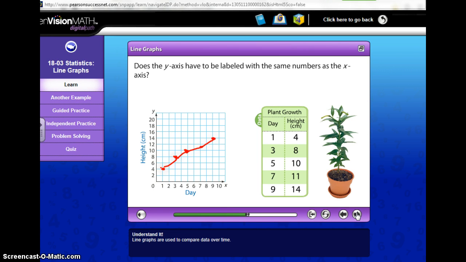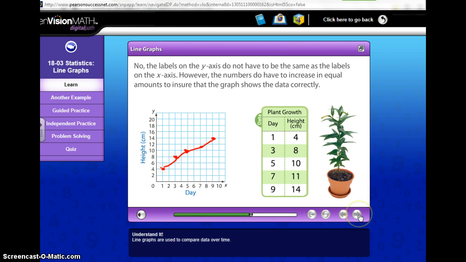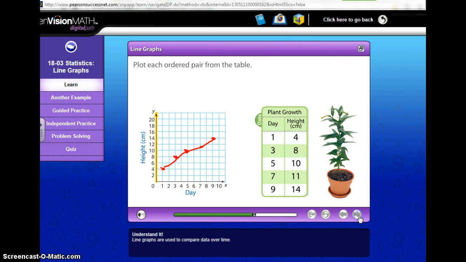Does the y-axis have to be labeled with the same numbers as the x-axis? No. In this case, we numbered by 1s. In this case, we numbered by 2s. All right. Remember, when we're plotting ordered pairs, we're going over, up.